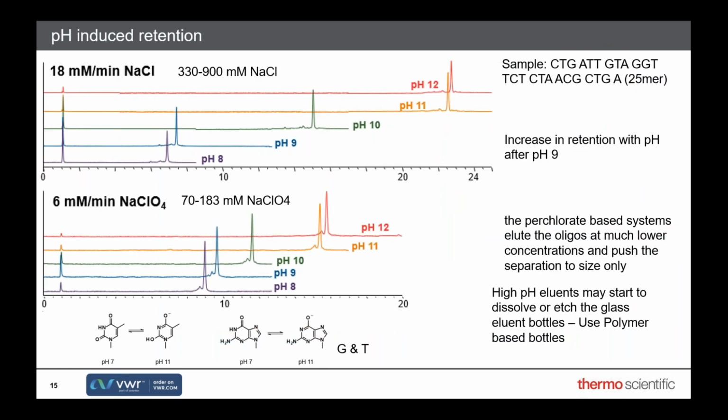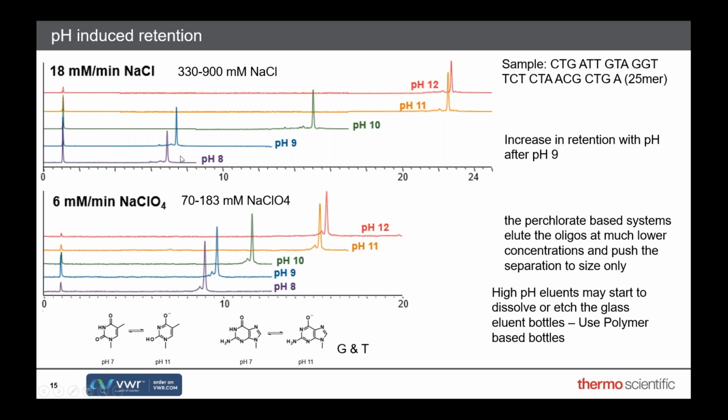Now, what happens with pH? If you look at pH, we've got a different trigger to allow separation here. That trigger comes from the G and T bases. We've got a tautomeric oxygen atom on these particular bases, which means we can change that from a non-charged form to an extra negative charge. The pK for that happens between pH 7 and 11. So somewhere between those pH values for G and T, you're going to form an extra negative charge. And of course, that will give it extra retention on the ion exchange column.